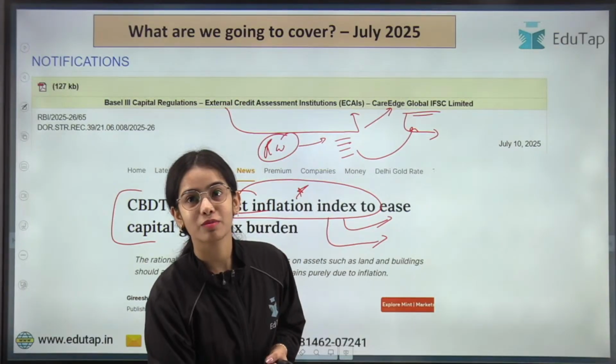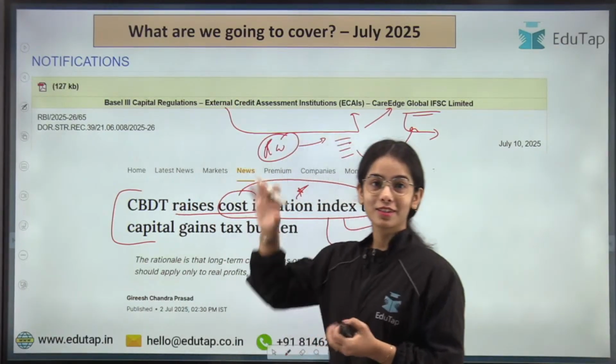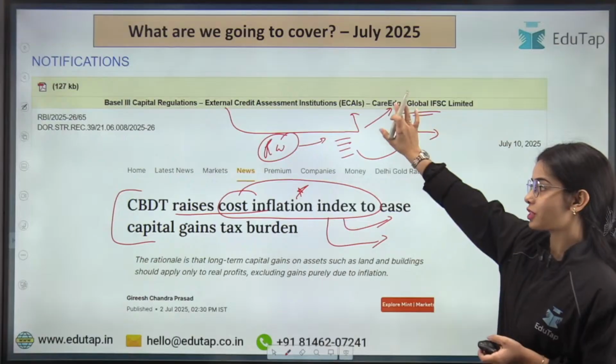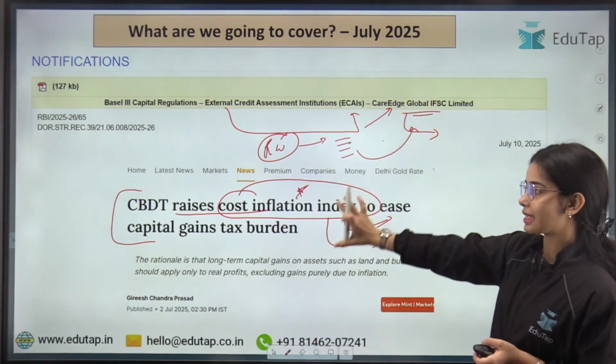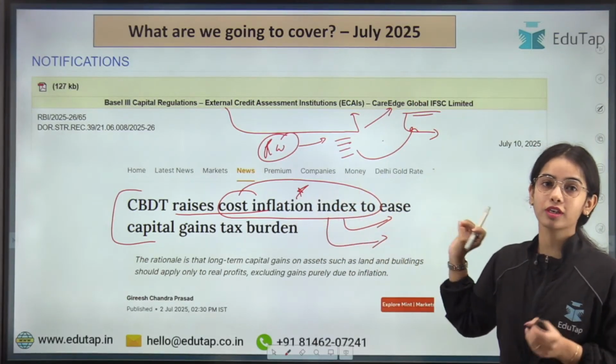So good morning everyone, welcome to the session, and today we are going to discuss these two articles. The first is the notification of the RBI and the second news article is a very important finance current affair.